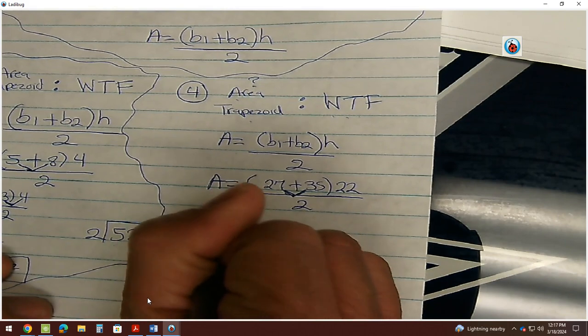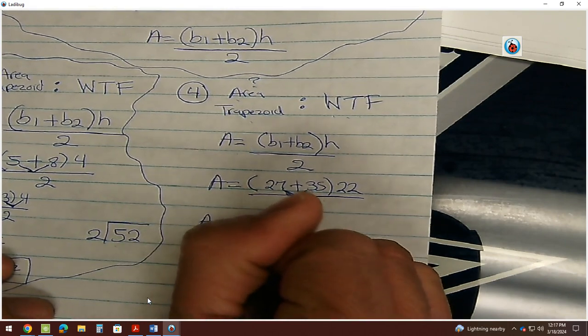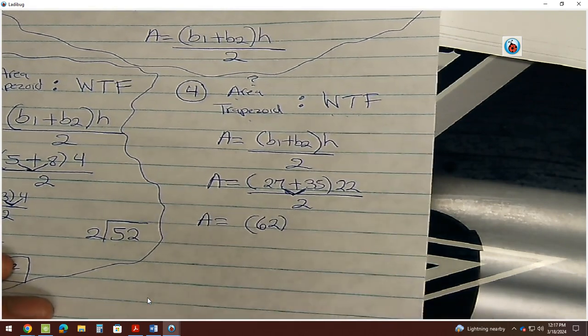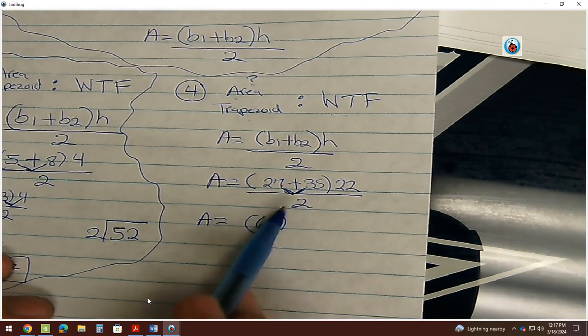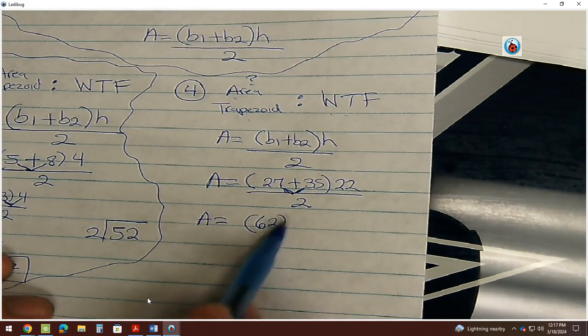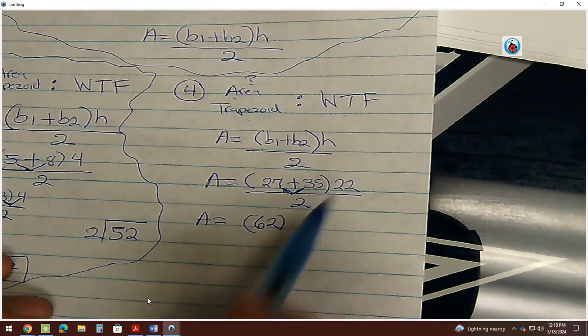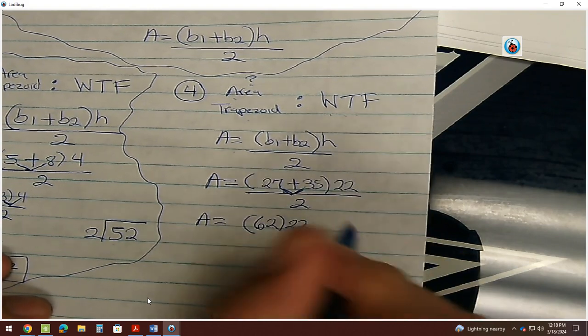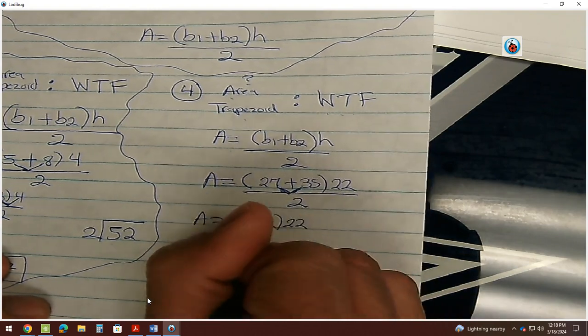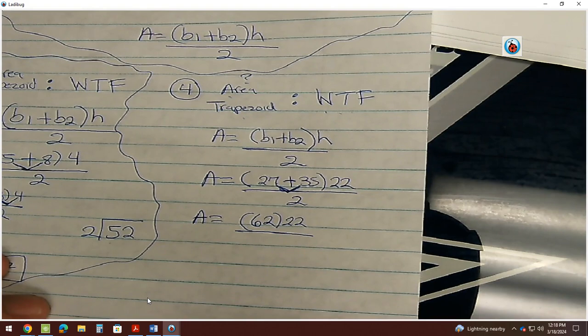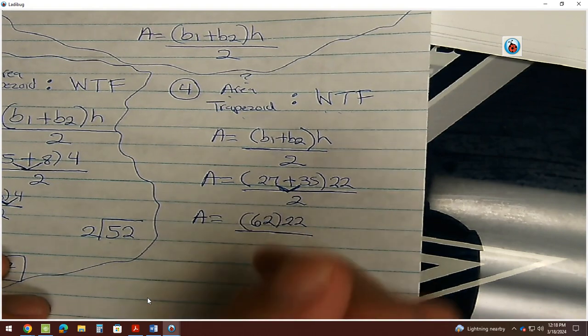62. A equals 62 inside parentheses. You see that caret? That became 62. When I added those 2, it became 62. Now everything else comes down. So you see that 22? Bring him down. You see the division symbol, which is a fraction bar? Bring it down. You see that 2? Bring it down.